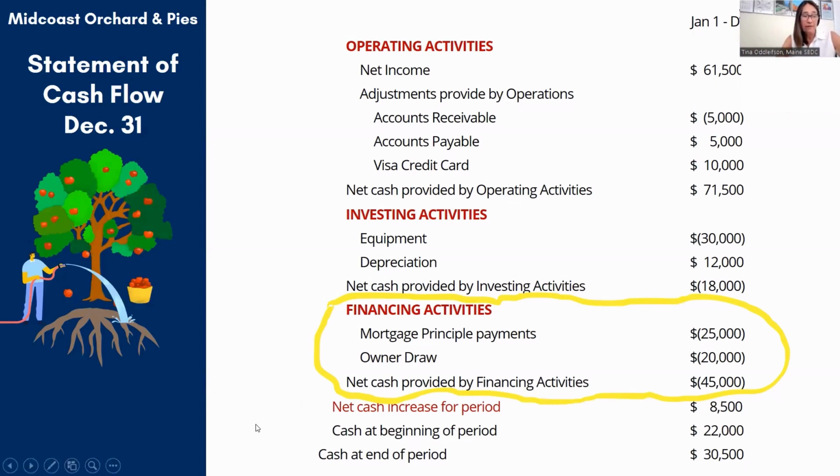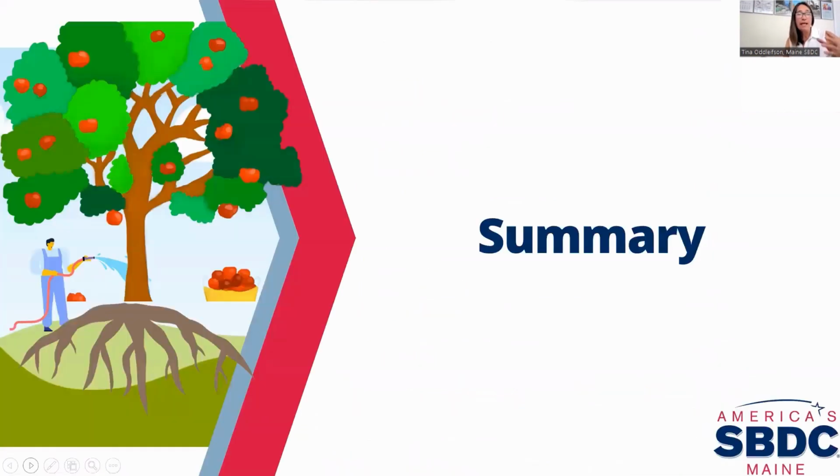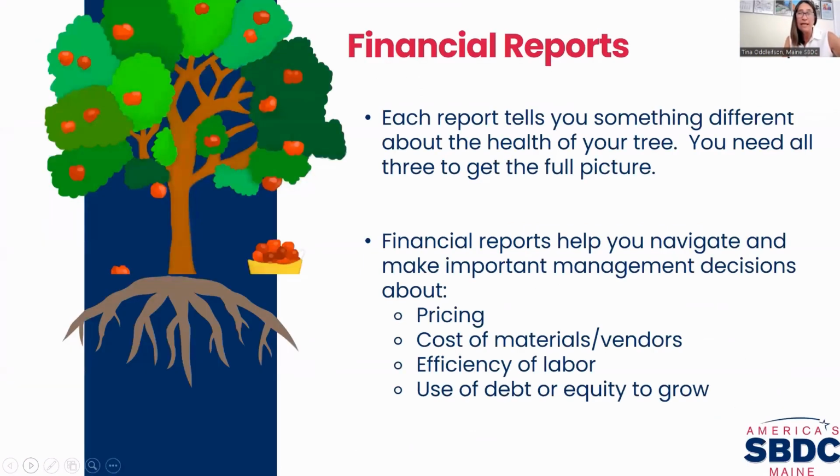So that is a statement of cash flows. And just to get to that final section there, remember, we only increased our cash $8,500 when we factor in everything that happened inside of our business. So this is the end of the presentation for all 3 of our financial statements. And as I said, please go back and look at the first 2.